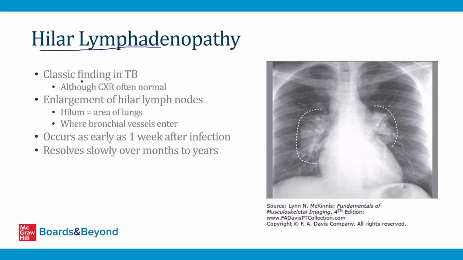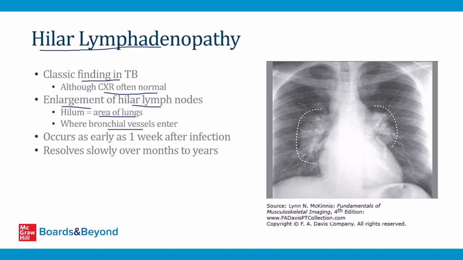This is a classic finding in tuberculosis, although you should be aware that the chest X-ray is often normal, and so the absence of this finding does not mean that the patient does not have TB. Hilar lymphadenopathy means there's enlargement of the hilar lymph nodes. So the hilum is an area of the lungs where the bronchial vessels enter. It's found to the left and right side of the trachea.